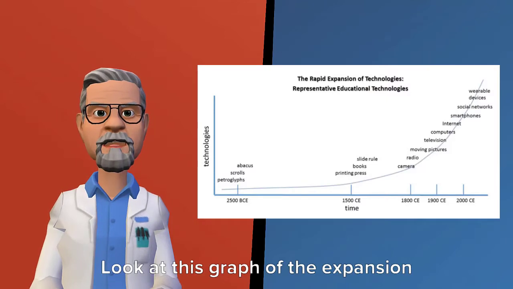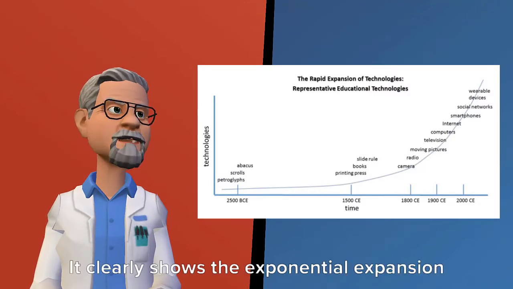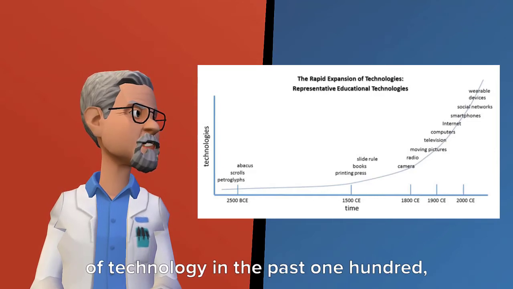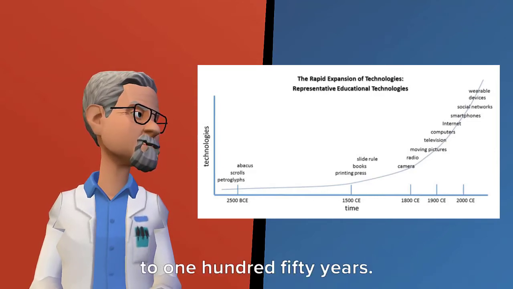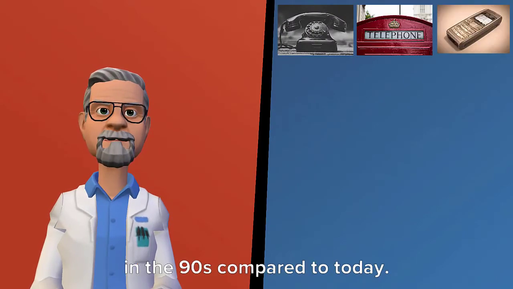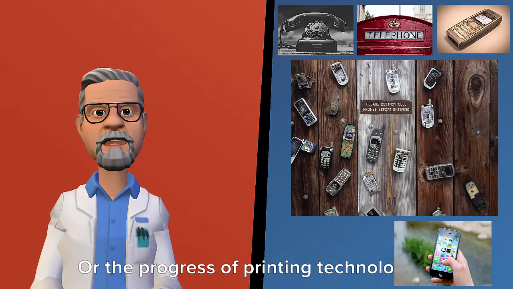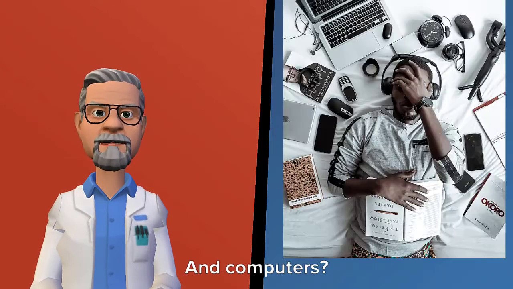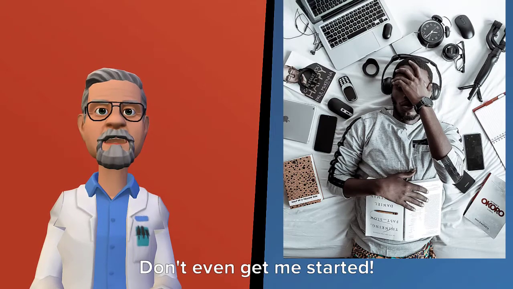Look at this graph of the expansion of technologies. It clearly shows the exponential expansion of technology in the past 100 to 150 years. Just think of the cell phone you had in the 90s compared to today. Or the progress of printing technology. Remember maps? No longer needed. And computers? Don't even get me started.